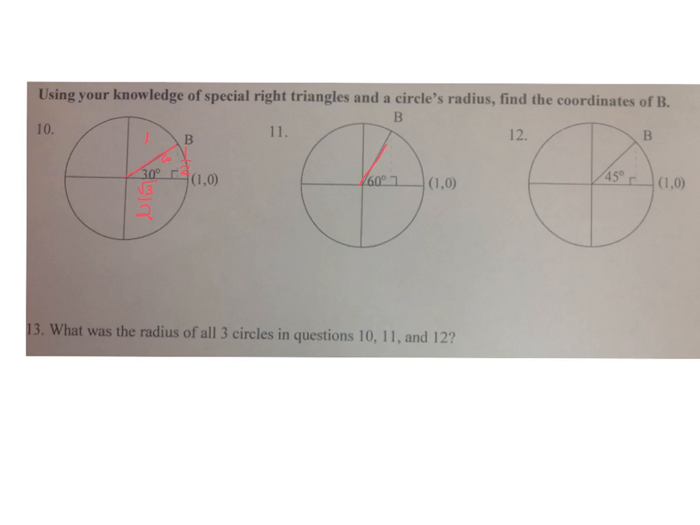This radius again is 1 because this point right here is 1, 0. Which means opposite the 30 is 1/2, opposite the 60 is root 3 over 2. This radius is 1. So opposite the 45 is root 2 over 2, opposite the other 45 is root 2 over 2. So the coordinates of B here are, I'm going to pause, are as indicated.